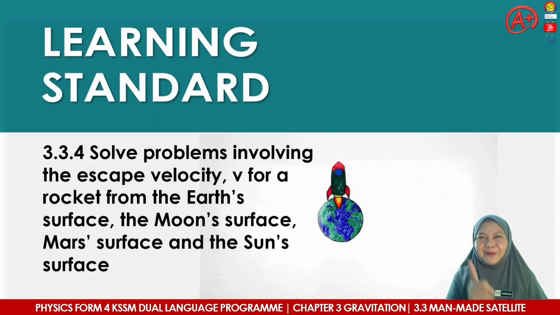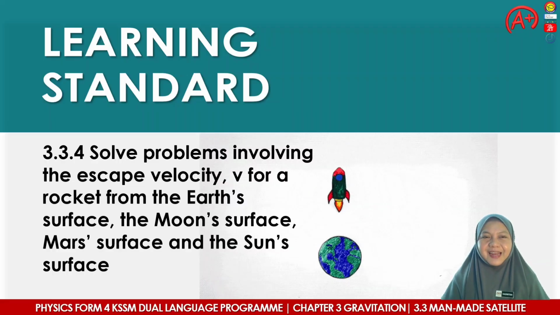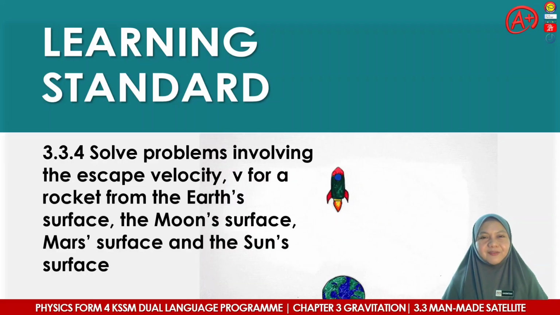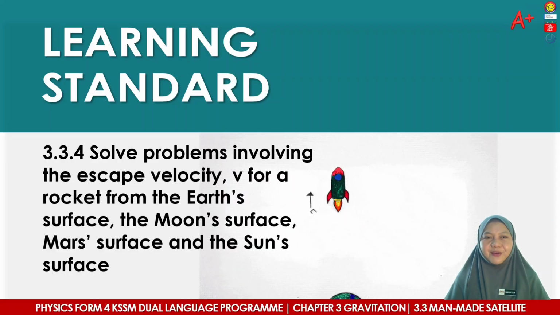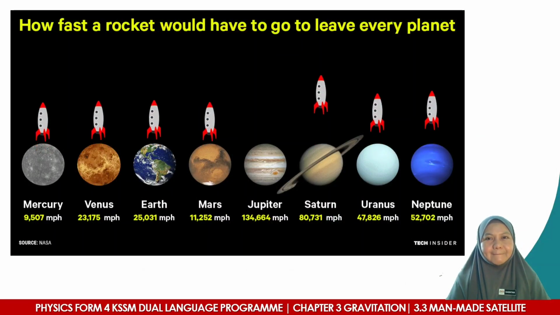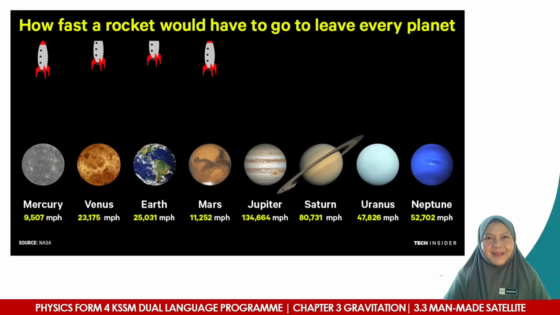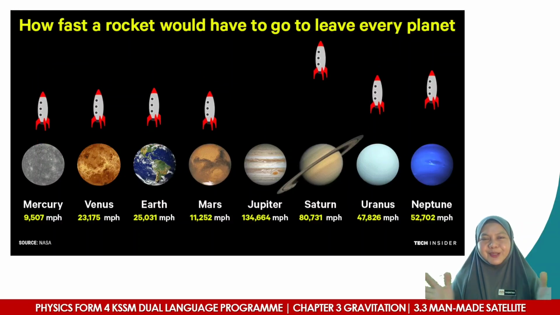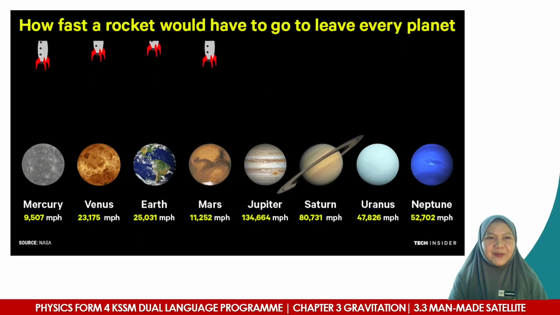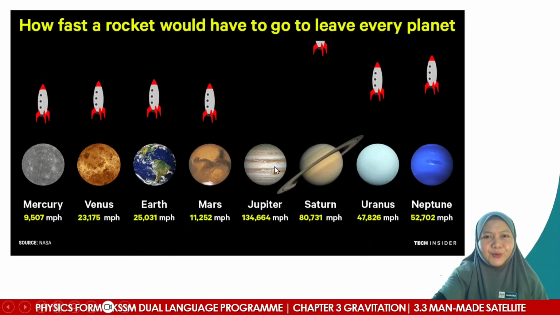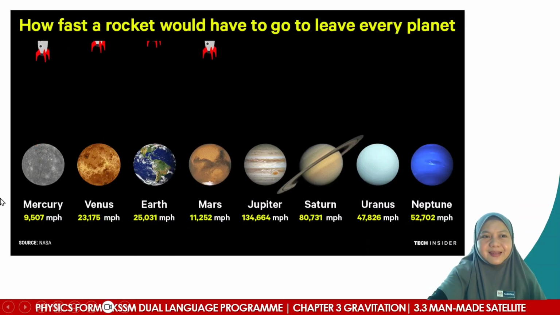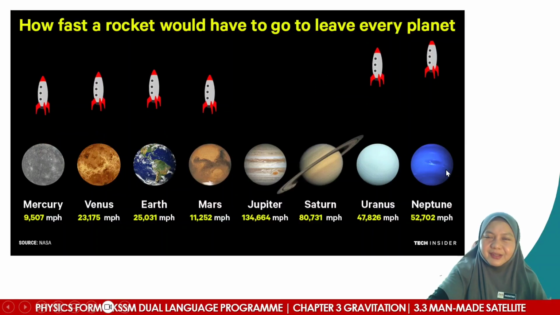We are supposed to have one more learning standard, the fourth one. Now is to solve problems involving the escape velocity for a rocket from the Earth's surface, the Moon's surface, Mars' surface, and the Sun's surface. Let's figure out these problems together. I hope this animation will boost your interest in this chapter. If you compare, we have 1, 2, 3, 4, 5, 6, 7, 8 planets there, from Mercury on the very left to Neptune on the right.